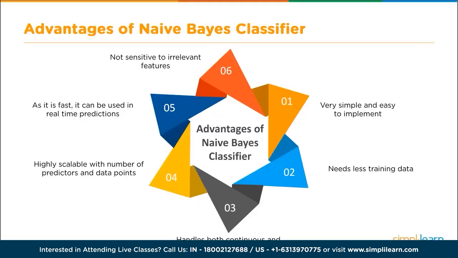So let's take a look at the 6 advantages of the naive Bayes classifier, and we're going to walk around this lovely wheel. It looks like an origami folded paper. The first one is very simple and easy to implement. Certainly you could walk through the tables and do this by hand. You got to be a little careful because the notations can get confusing.